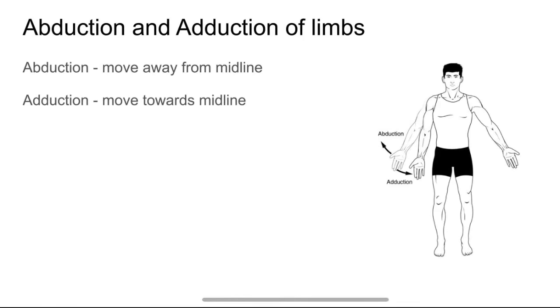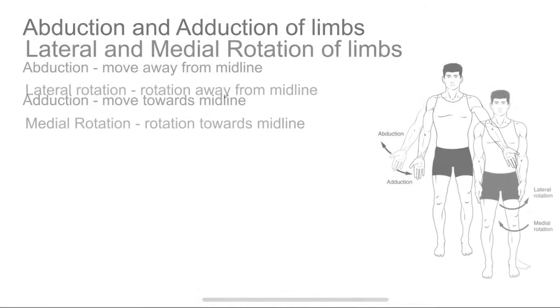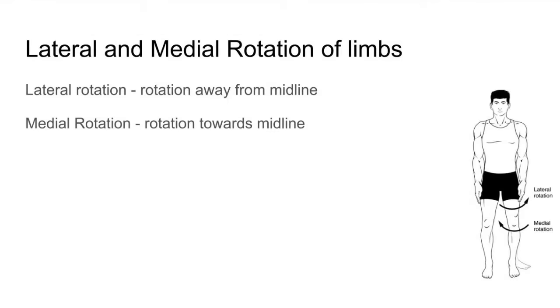To understand how to figure out the action of a new muscle, you first must understand the different muscle movements. First, there is abduction and adduction of limbs. Abduction is when you move away from the midline, and adduction is when you move towards the midline. Lateral rotation of the limbs is when you rotate away from the midline, and medial rotation is when you rotate towards the midline.